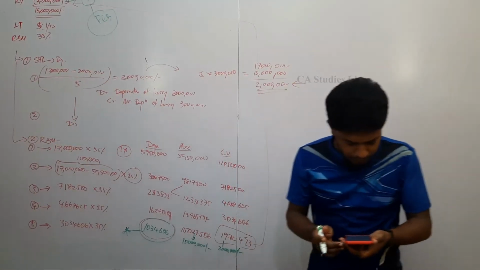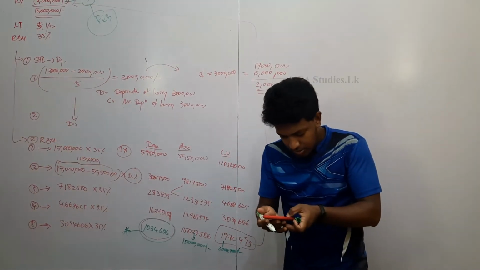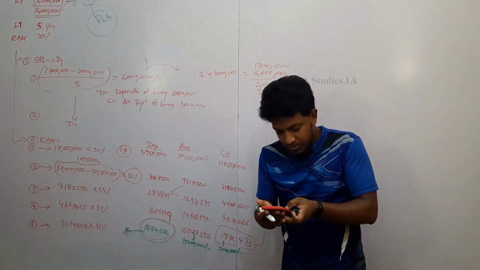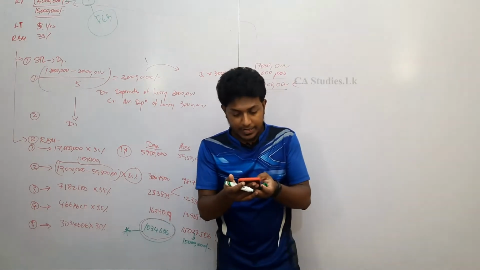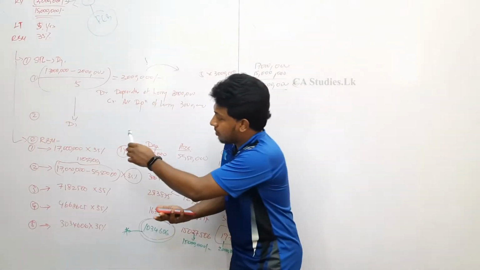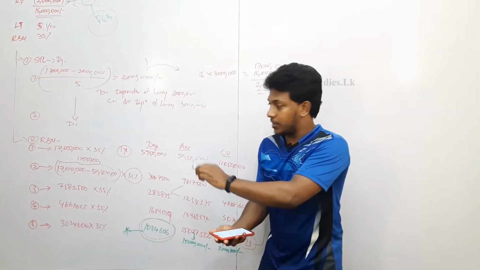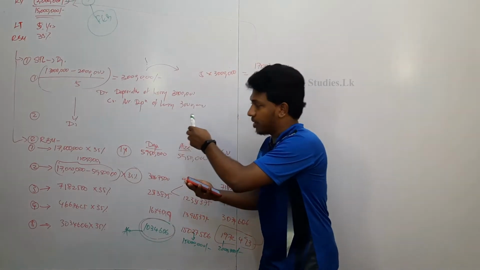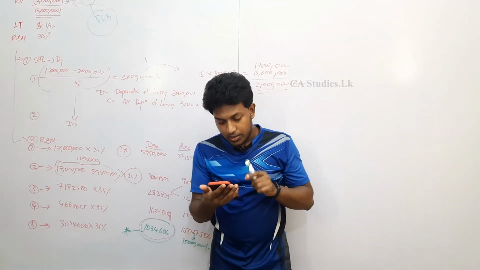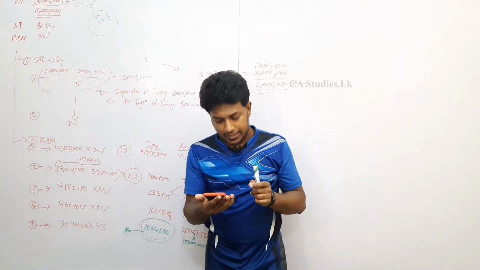Okay, now let's come to the next topic, that is change in method of depreciation. So from the straight line method we can change to the reducing balance method, or from the reducing balance method we can change to the straight line method. Next question is here. Take page number 16.